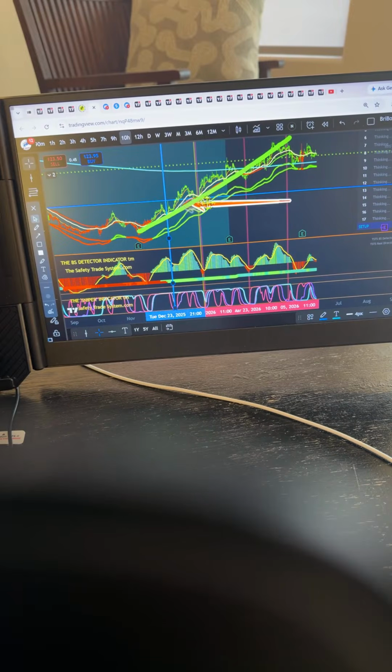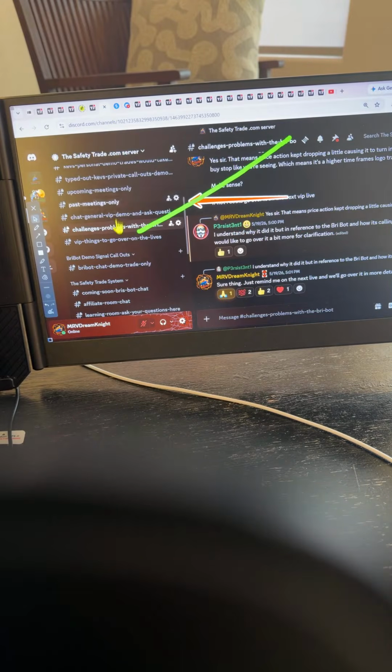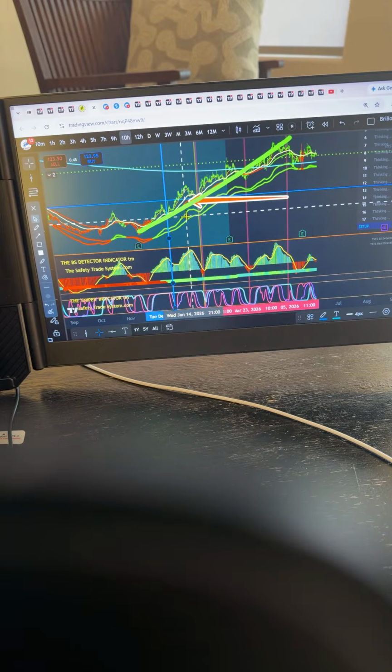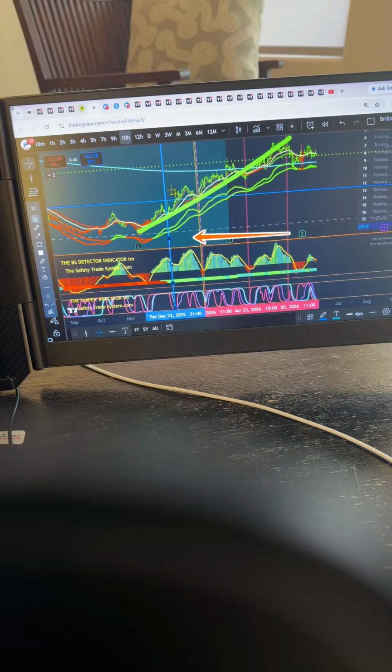So if you don't see the call on this, just write it down in the Discord. Go over to the Discord, come over to the challenge room, right over here, exactly what we just said. You come over to here and you say, Target TGT, 10-hour, no call, should have been called December 23rd, 2025 at 2100.